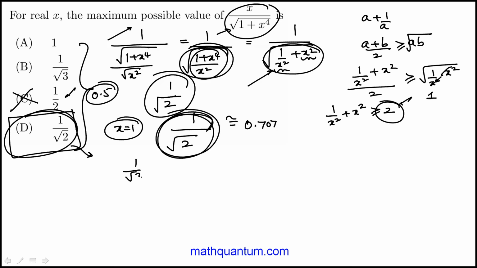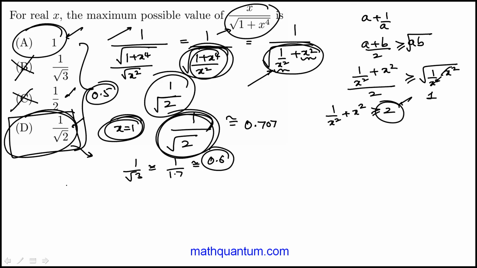1 over root 3 is 1 over 1.7, and that's going to be, I think, about 0.6, let's say. And that also is less than that. So clearly these two are out. That's a possibility. So I'm really left between these two. So one thing we can do is try values around 1. So you can try x equal to 1.1, what happens to this?